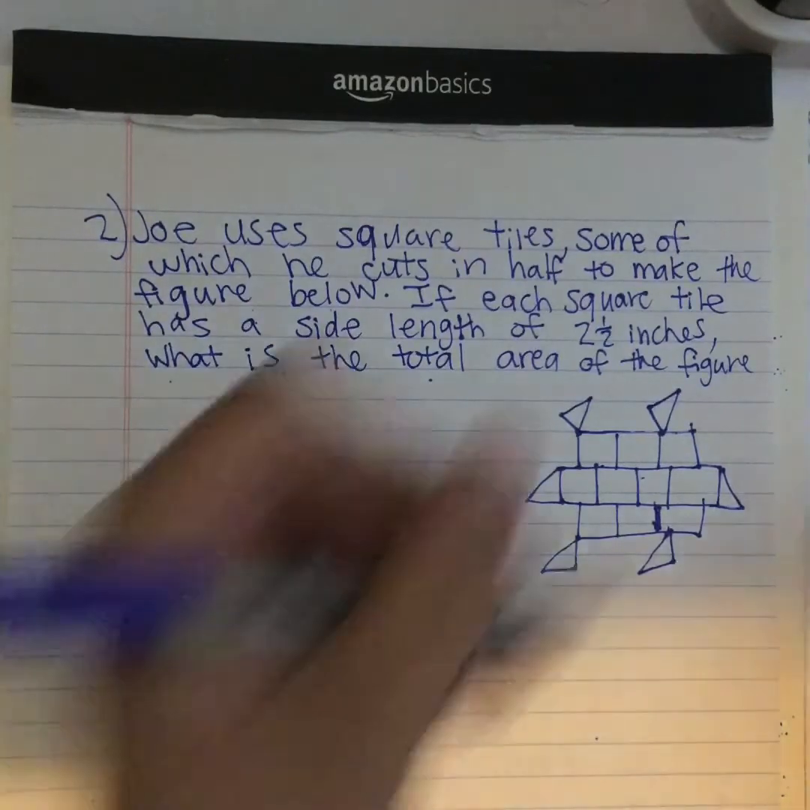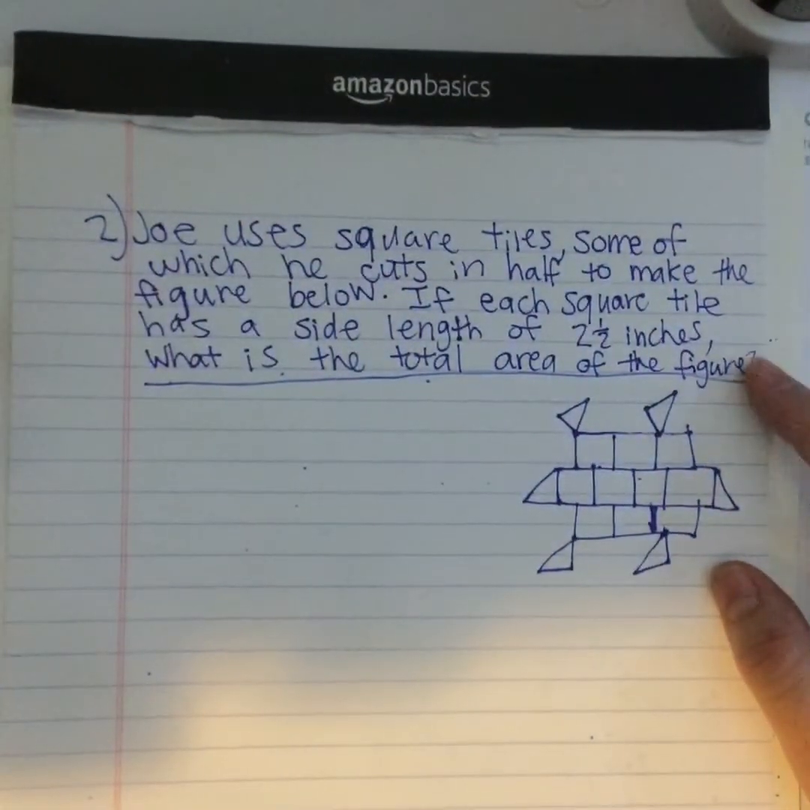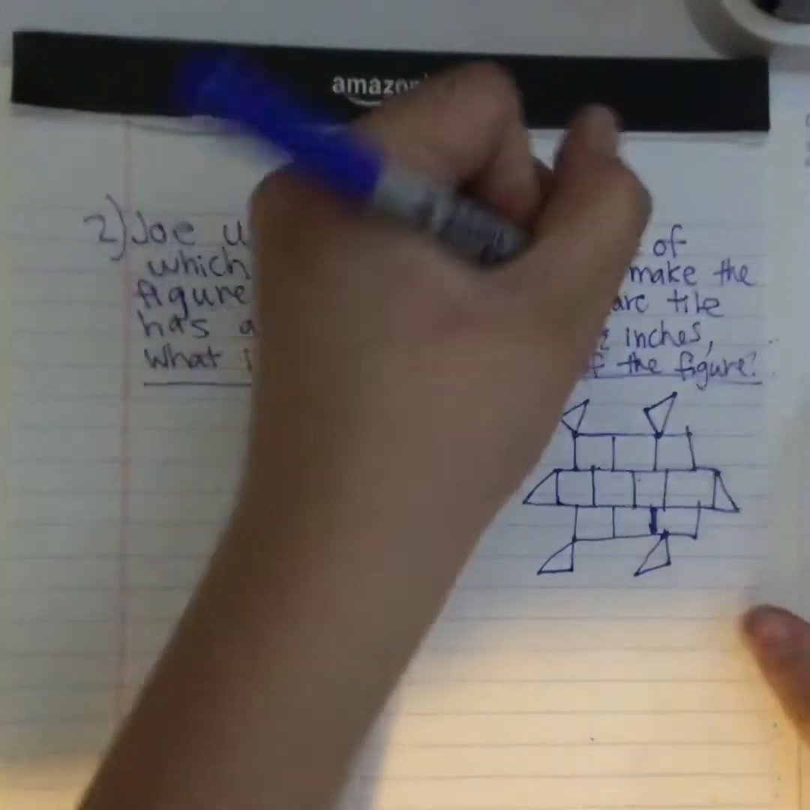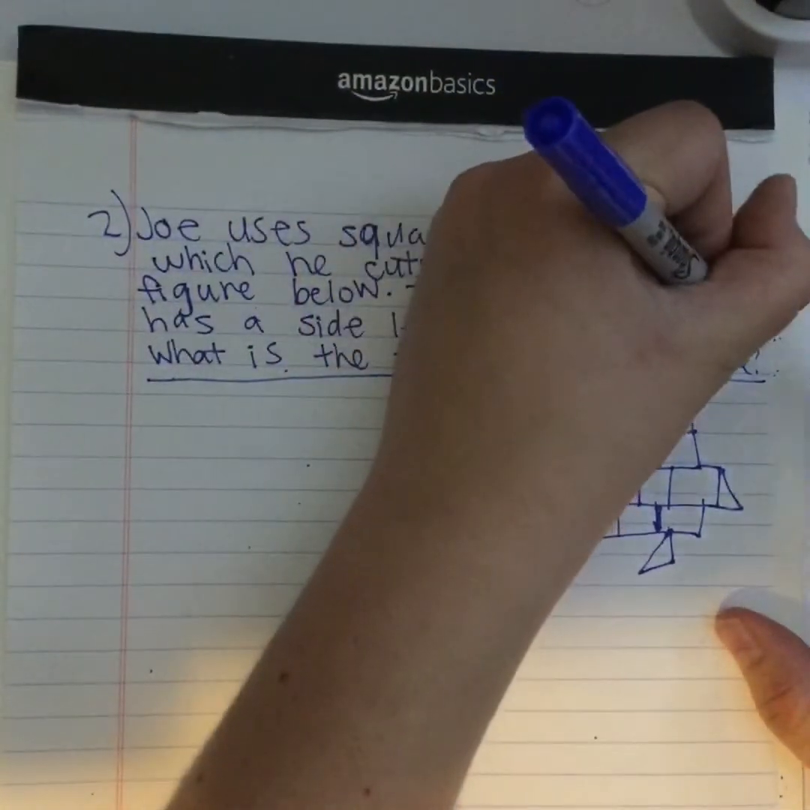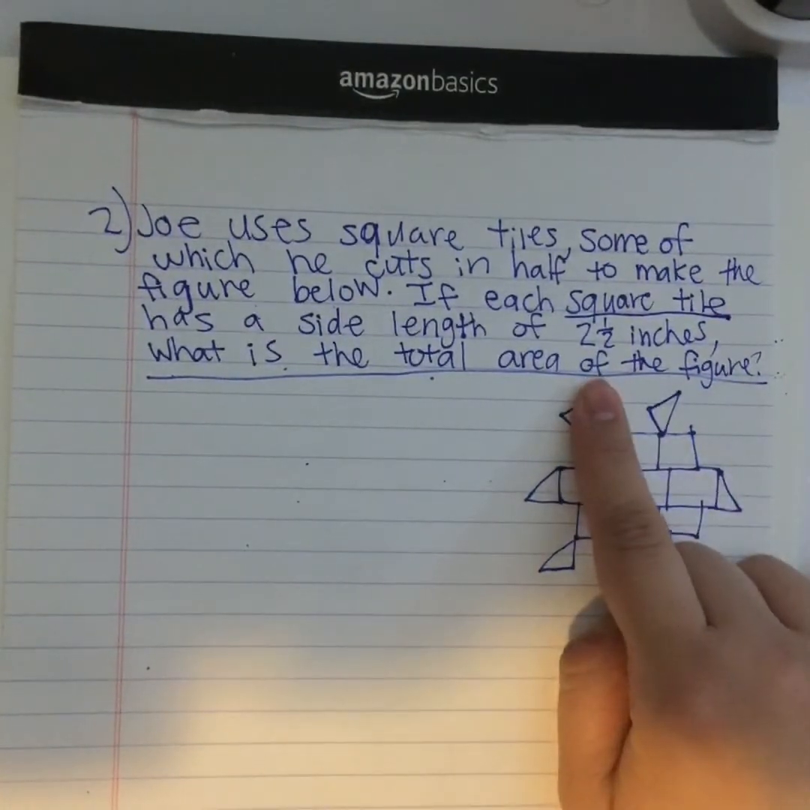So, first I'm going to underline that question. What is the total area of the figure? Super important to know. That's what we're looking for. We're looking for the total area of this figure. I also noticed that it says square tile. That's pretty important because it only gives us one length.